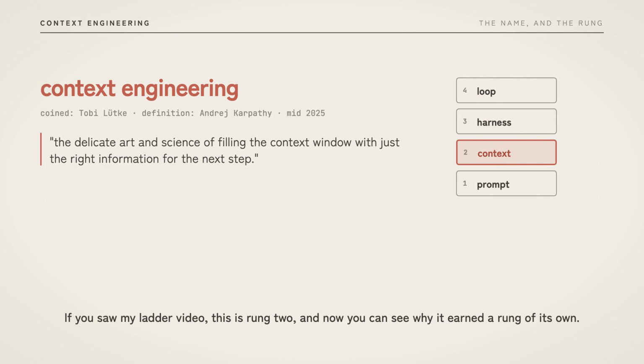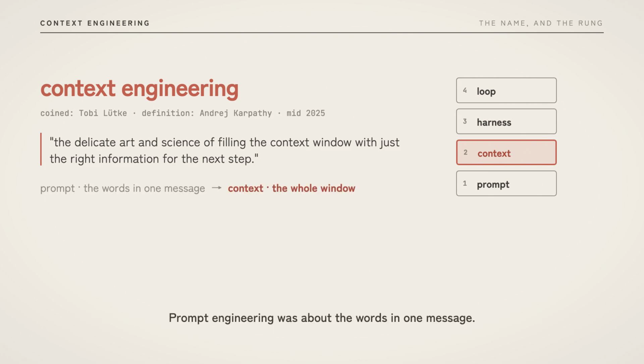If you saw my ladder video, this is rung 2, and now you can see why it earned a rung of its own. Prompt engineering was about the words in one message. Context engineering is about the whole window. The job moved from writing a better question to deciding what the model even gets to see.